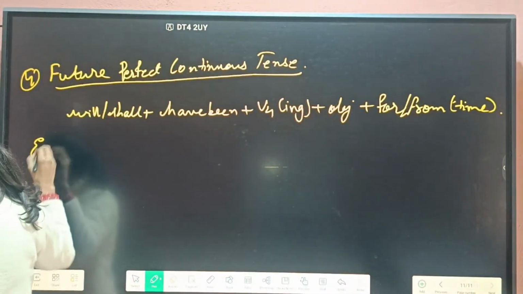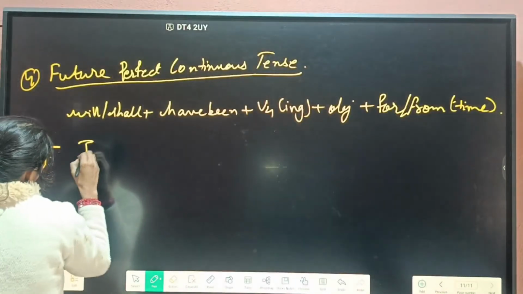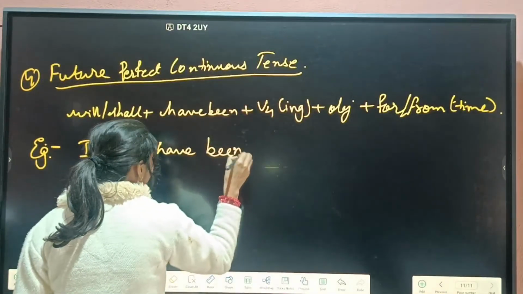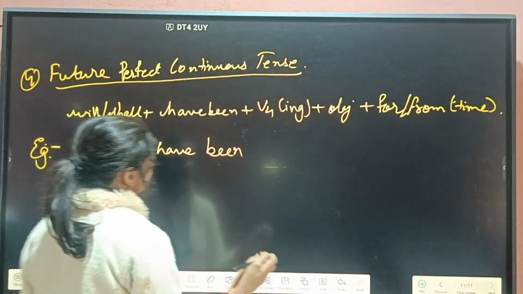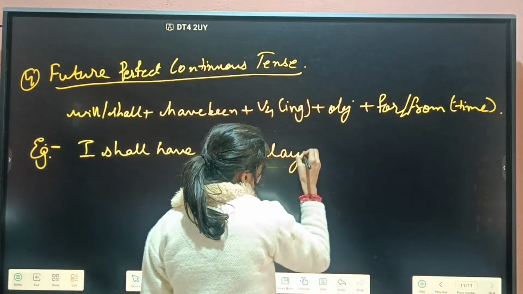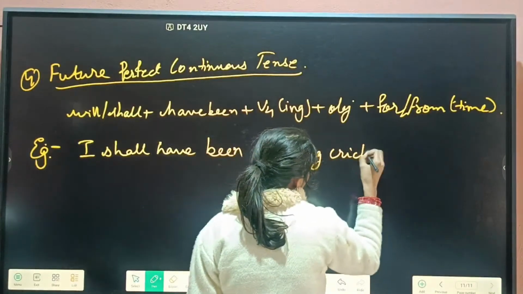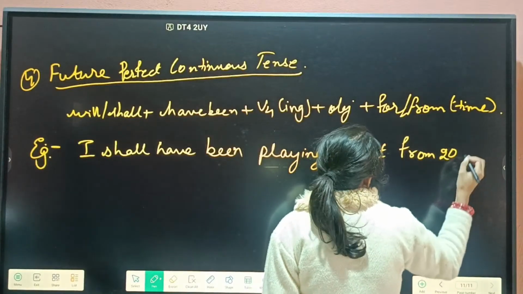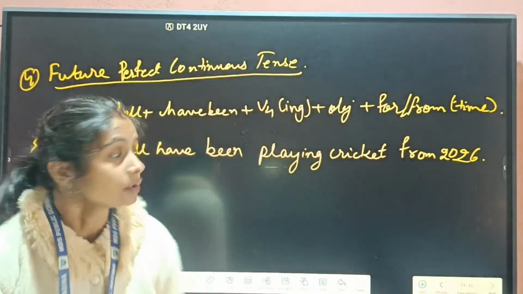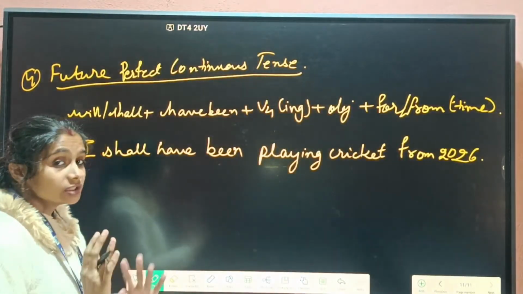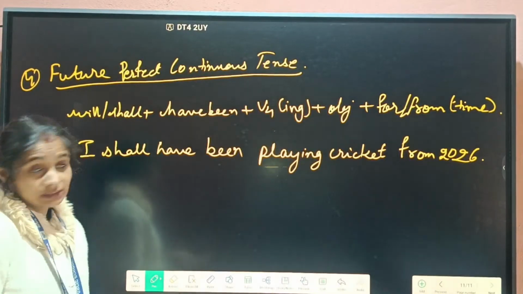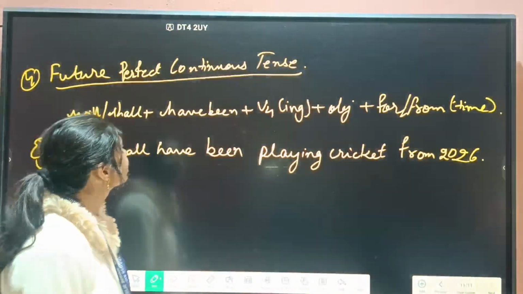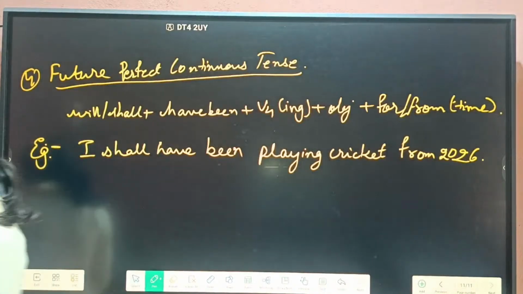Example: I shall have been playing cricket from 2025, or we can write 2026. Okay, here you are saying you are not sure, but you have just decided that from next year maybe I can start playing cricket. Okay, so this is an example of our future perfect continuous tense.